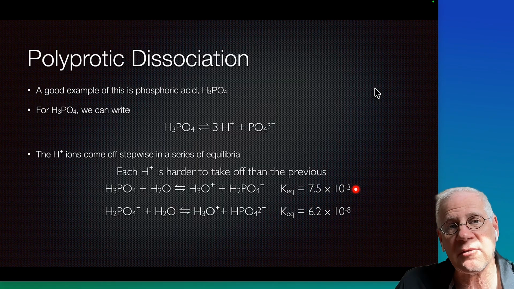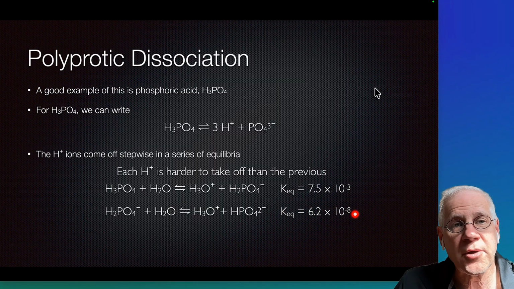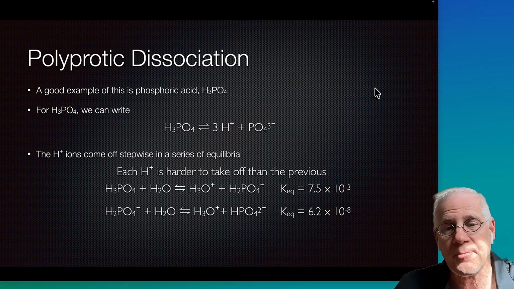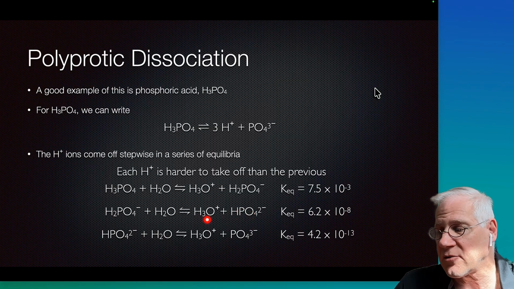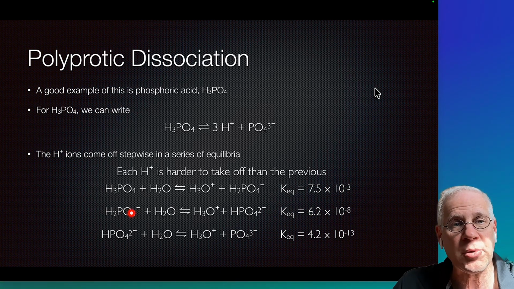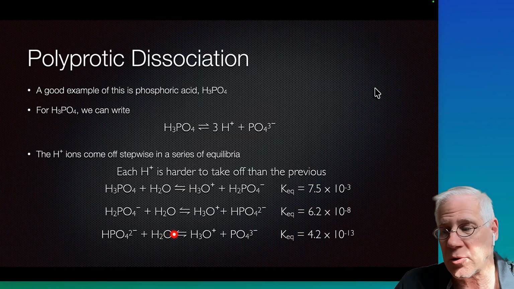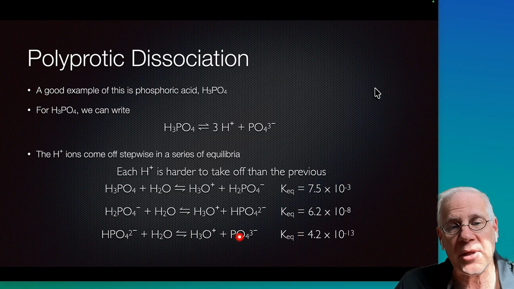So the difference between 7.5 times 10 to the minus 3 and 6.2 times 10 to the minus 8 is roughly 100,000 times less. So the decrease in Ka is significant, going from the first H to the second H. And if we move on to the third H, going from HPO4 2-, notice here HPO4 2- could re-react with an H3O+ that's in that solution and reform H2PO4-, or that HPO4 2- can react with a water molecule and give us another H3O+ and our PO4 3-, our phosphate ion.